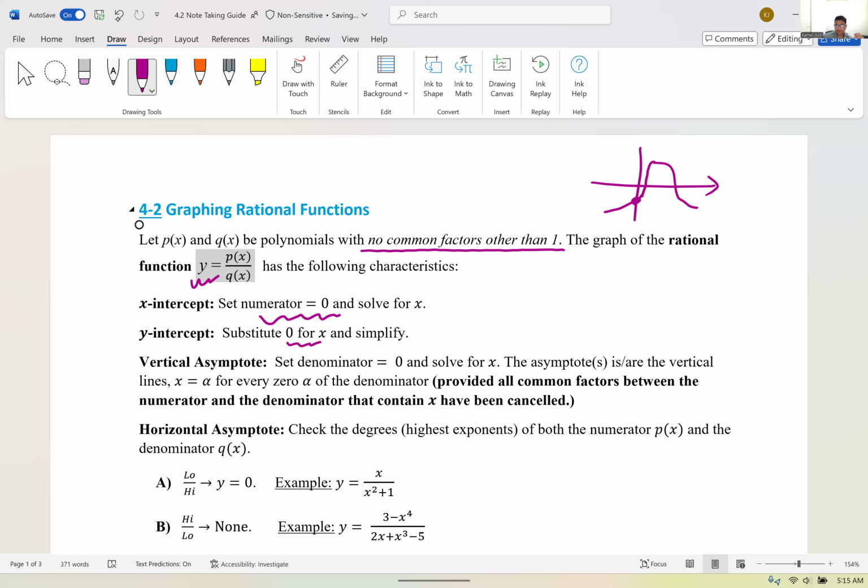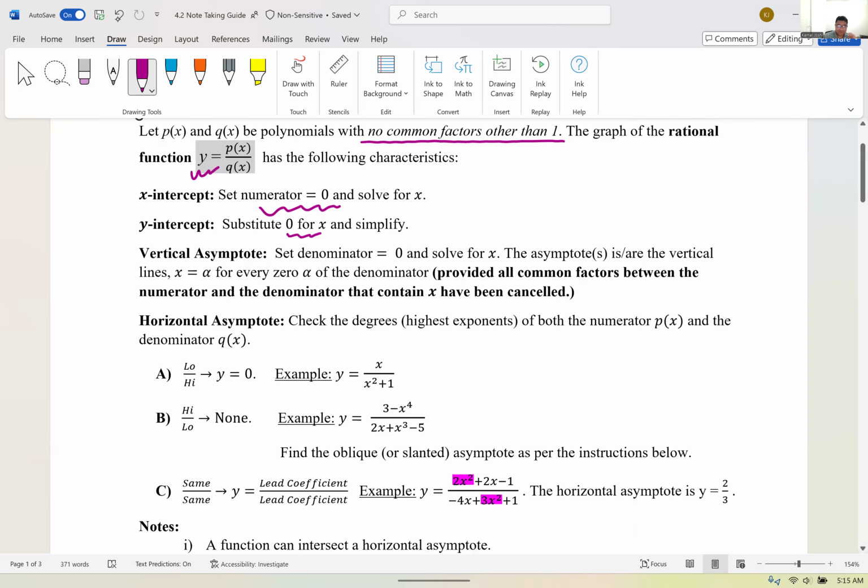So you plug in x equal to 0. Okay, the value is not 0. X is substituted as 0. Then whatever the p of x over q of x becomes when you plug in 0 for x will be your y-intercept. Okay, that's easy. You don't have to solve any equation. Just plug in 0 for x. You get y-intercept.